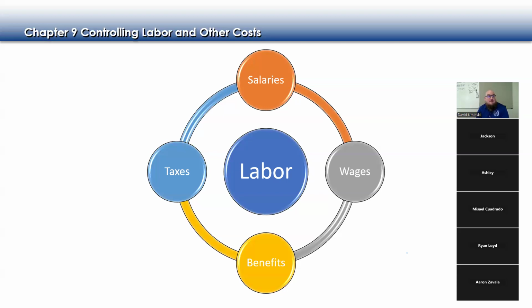Benefits might include free meals as well. Absolutely, that's a great example. Caitlin, the retirement. So any kind of retirement possibilities or retirement funds. Okay. So all of those are extra costs to the business. And then we also have taxes on top of that.